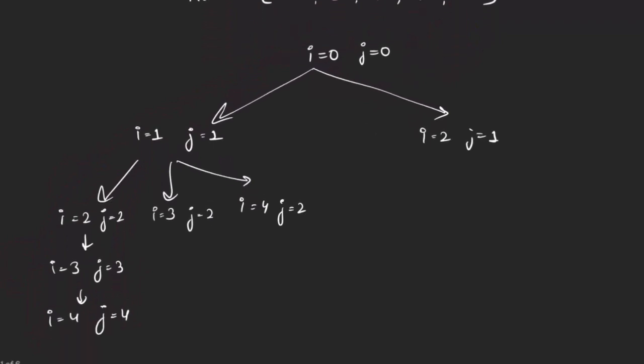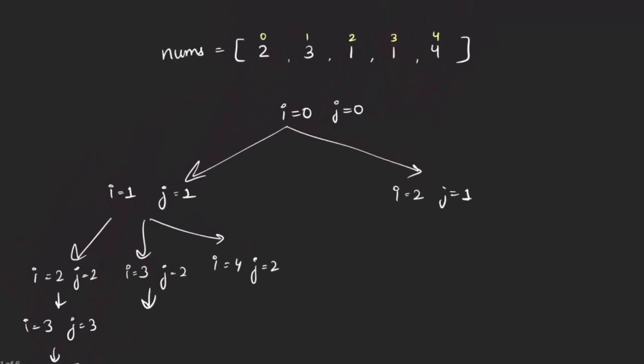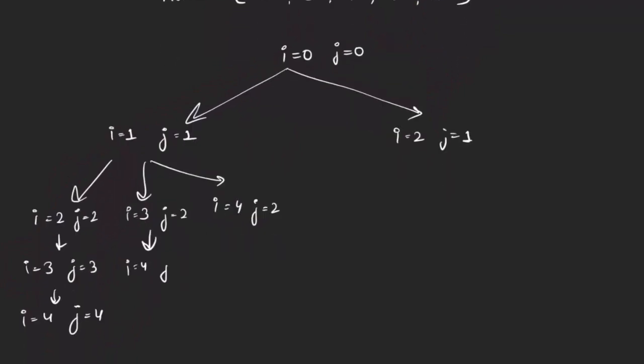Then if we see in this particular case, when we are at index 3, from here we can only go to index 4. So i would be 4 and the number of jumps would be 3, right? Then here, if we see, we are already at the last index and the number of jumps is 2, right?